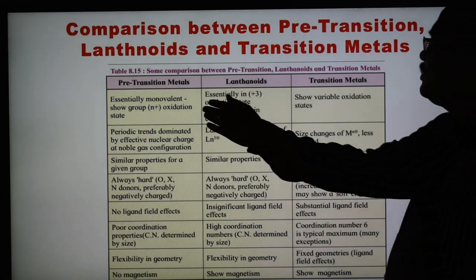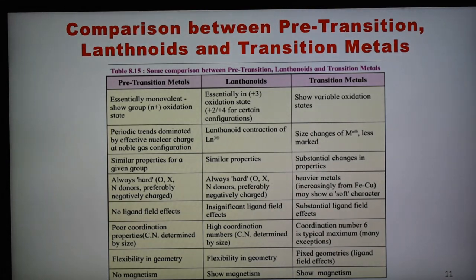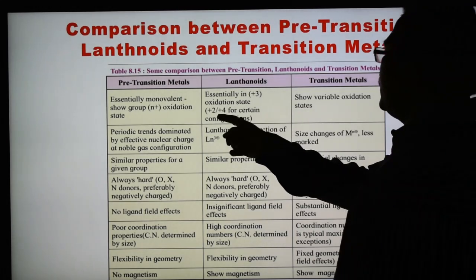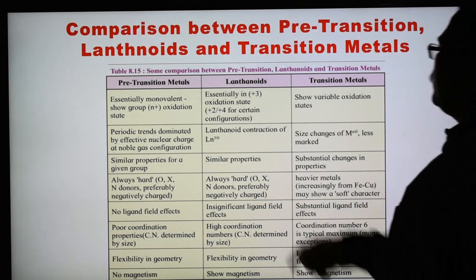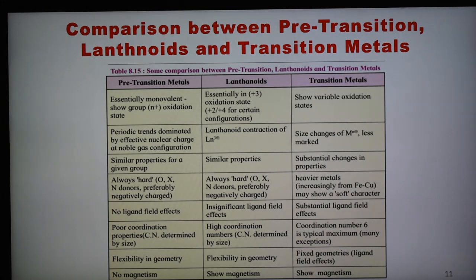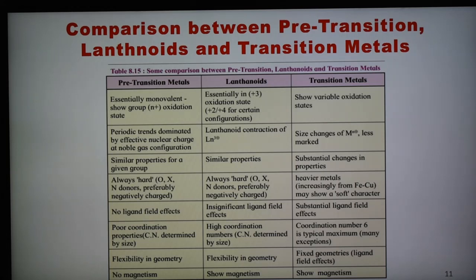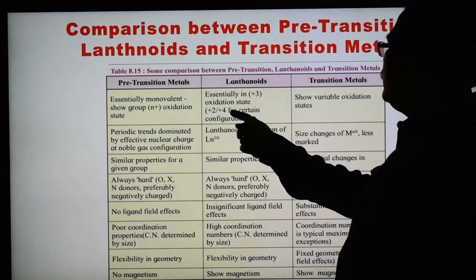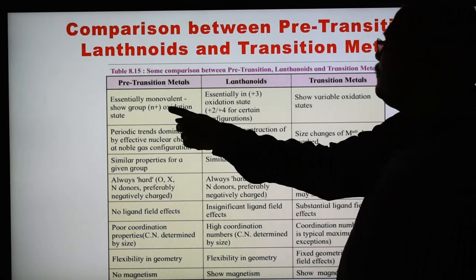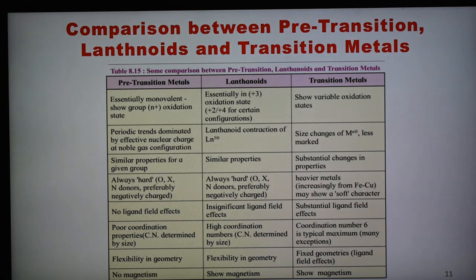In the case of pre-transition metals, essentially monovalent, they show group N+ oxidation state, whereas lanthanoids show essentially +3 oxidation state, and in addition to that they show +2 and +4 for certain configurations. In the case of transition metals, they show variable oxidation states. Transition elements, d block elements show variable oxidation states. Lanthanoids show only +3, and some elements show +2 and +4. So here, essentially the monovalent ones generally show N+, whatever the elements are there.